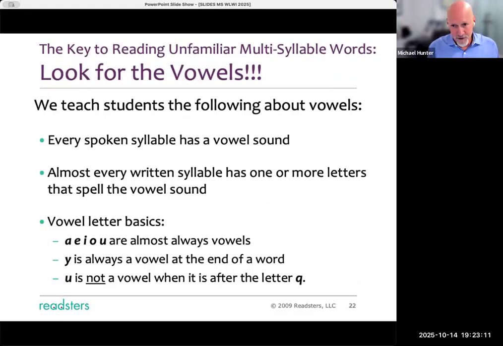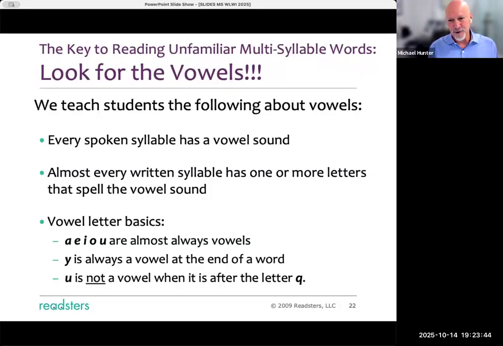And so what our students need to know to start reading multisyllable words is, of course, as we said, the vowel letters. They need to recognize that every spoken syllable has a vowel sound, and therefore almost every written syllable will have one or more letters that spell the vowel sound. That A, E, I, O, U are vowels. Y is always a vowel at the end of a word. And that U, when it's right after the letter Q, is not counted as a vowel letter.